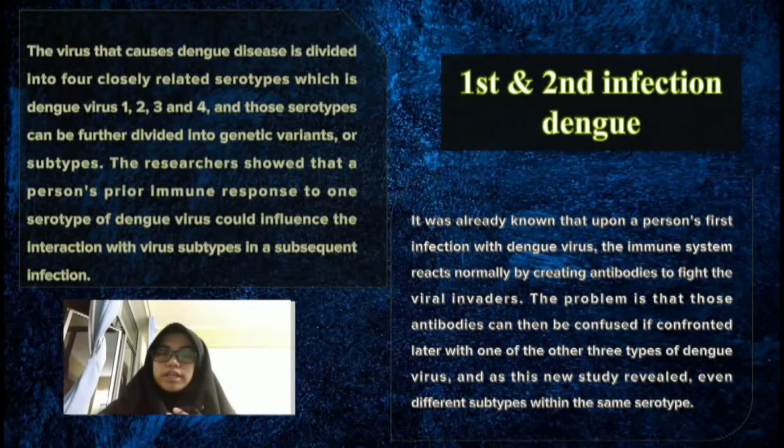It was already known that upon a person's first infection with dengue virus, the immune system reacts normally by creating antibodies to fight the viral invaders. The problem is that those antibodies can then be confused if confronted later with one of the other 3 types of dengue virus, and, as this new study revealed, even different subtypes within the same serotype.